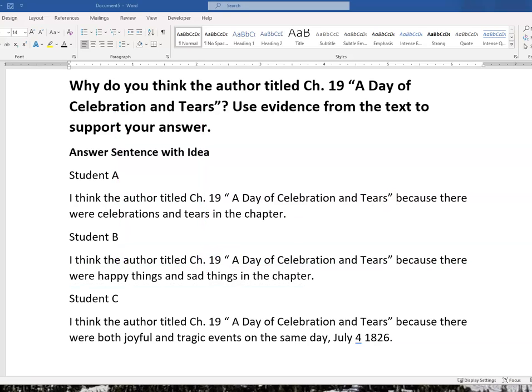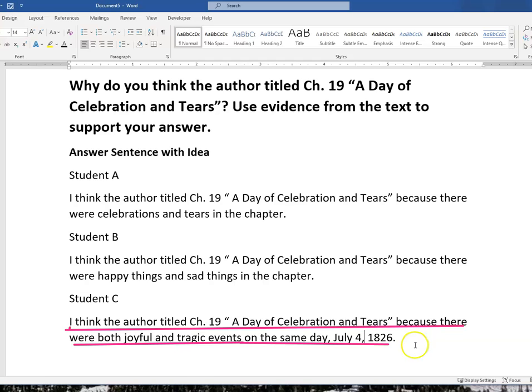So let's take a look at a better answer sentence by student C. Student C said, I think the author titled chapter 19 A Day of Celebration and Tears because there were both. I like how they use the word both there to say that there are two things going on. There were both joyful and tragic events on the same day, July 4th, 1826. And I really like that, boys and girls. I just needed to add an extra comma here. Same day, July 4th, 1826.